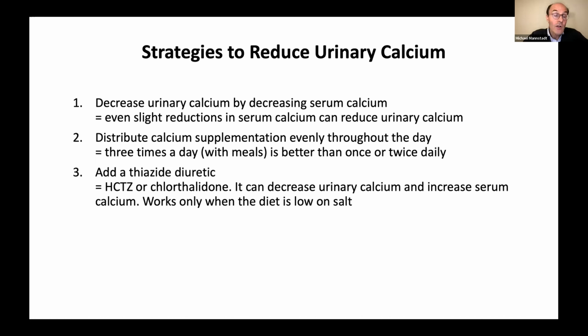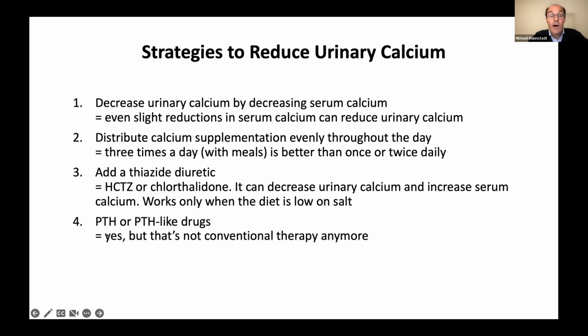But some people can tolerate them well and have success, actually. So I personally would always recommend, with a few exceptions, to try one of these so-called thiazides, to be given as a once-a-day pill. All right, and then obviously PTH and PTH-like drugs. Well, that's what PTH does, right? It lowers the urinary calcium. That's perfect, right? But then that's not conventional therapy anymore, and that's then not the topic of my talk today. All right.